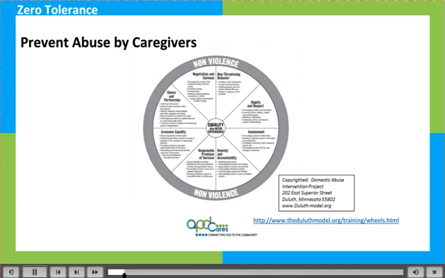Prevent abuse by caregivers. This power wheel displays ways to prevent abuse of individuals with developmental disabilities by their caregivers. Non-violent traits and examples of those activities are located on the wheel. Turn to page 28 in the Participant's Guide to view the power wheel.